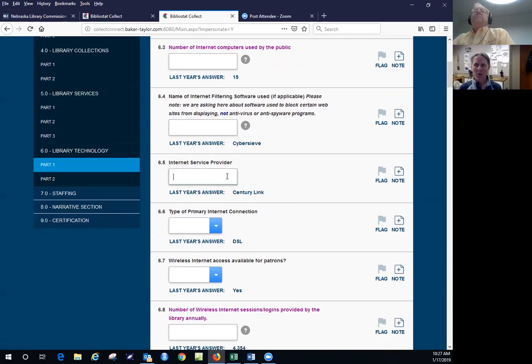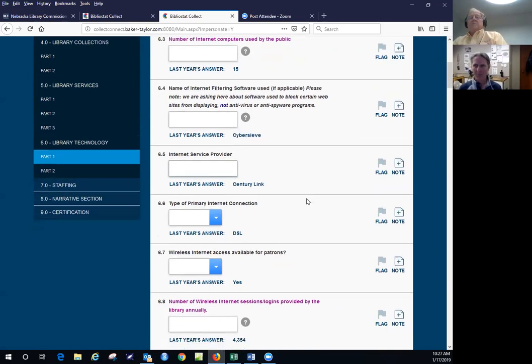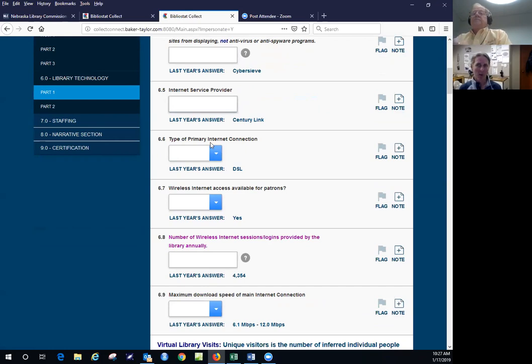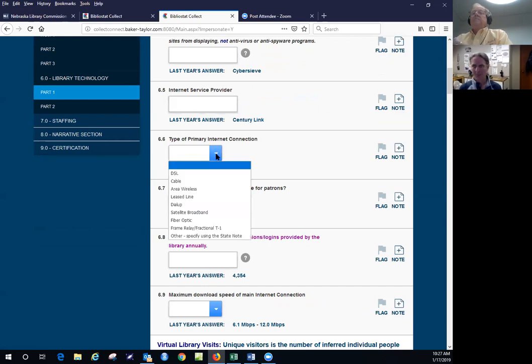6.5, we want to know who your ISP is. Here, it looks like it was CenturyLink last year. We also want to know the type of your primary internet connection. This is from a pull-down list. The common ones are going to be probably DSL, cable. We do see some area wireless in some rural areas. Satellite, not too often. Dial-up, not too often these days.